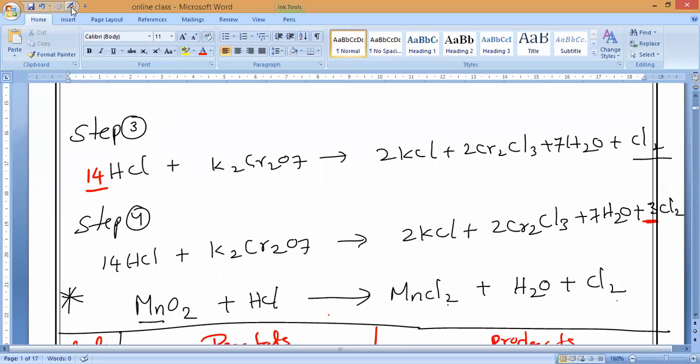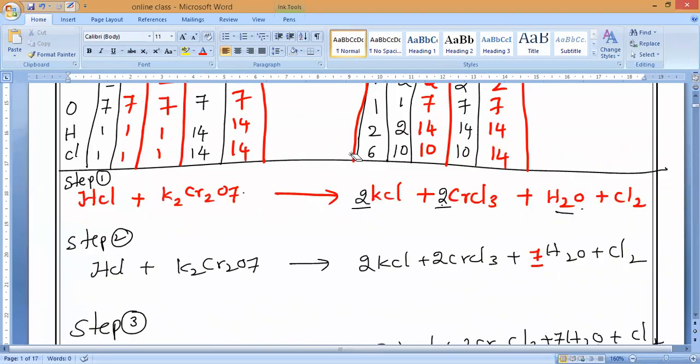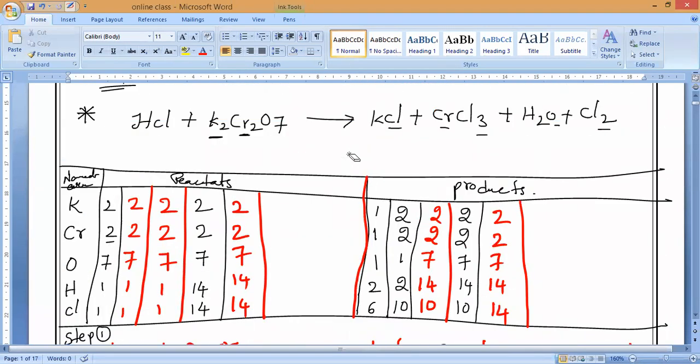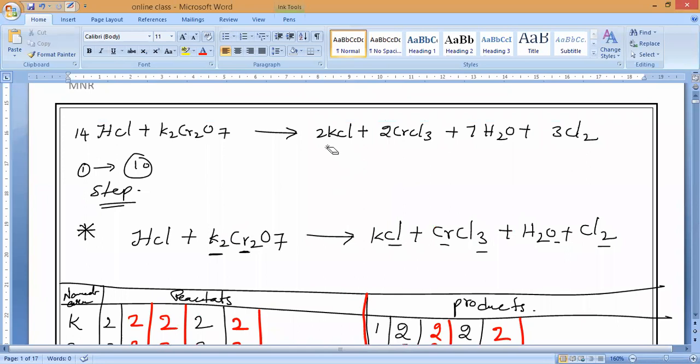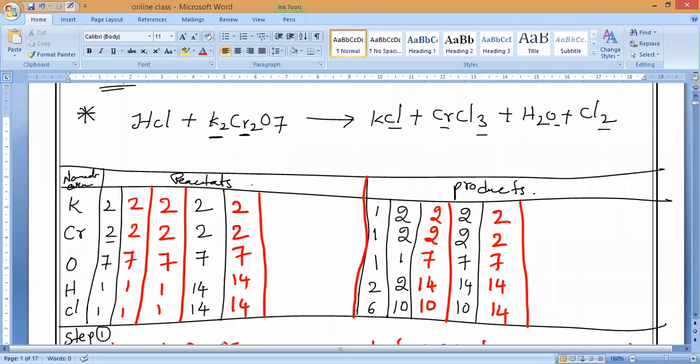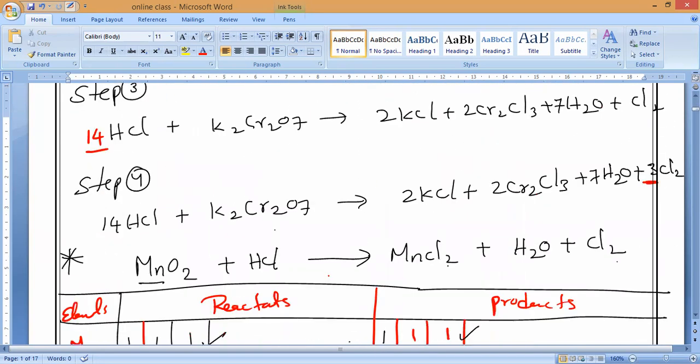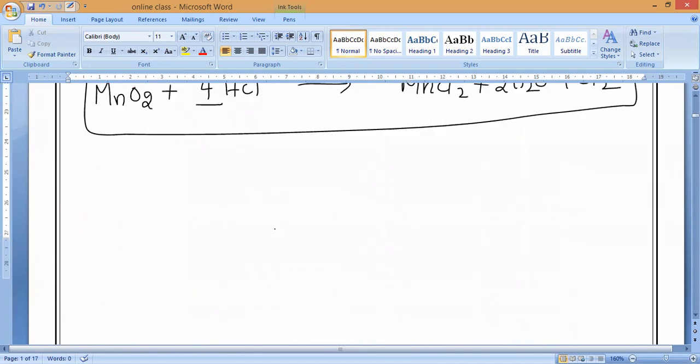Chlorine. Understand? So in the 10-step process, whom are we trying to balance? Hydrogen and chlorine we are trying to balance. But here, we balance hydrogen and chlorine at last only. Clear, guys? Yes or no? That is the trick.